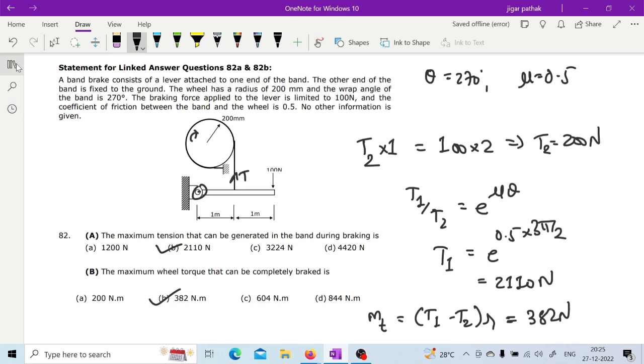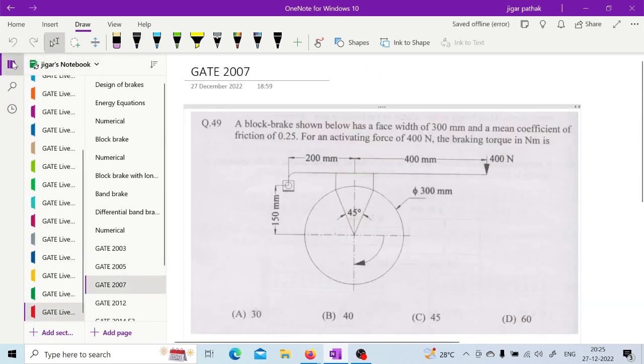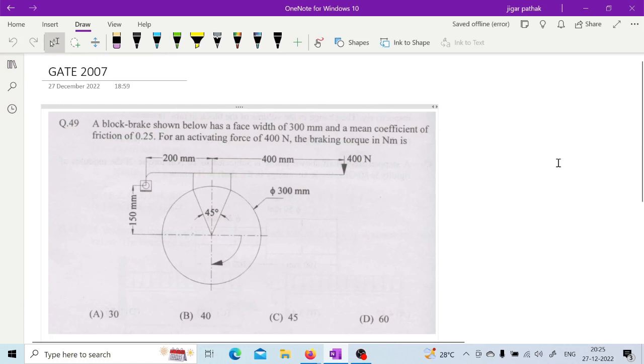Okay, so now if you go for the next one, then here the block brake shown below has a face width of 300 mm, mean coefficient of friction is 0.25, for an activating force of 400 Newton, find the braking torque in Newton meter. So can you try this one? Yes sir. So please go ahead and try.